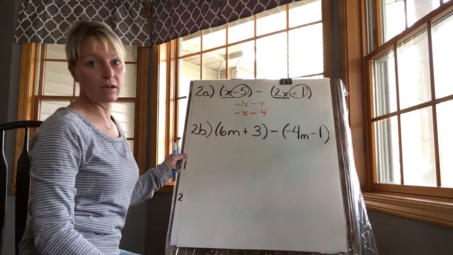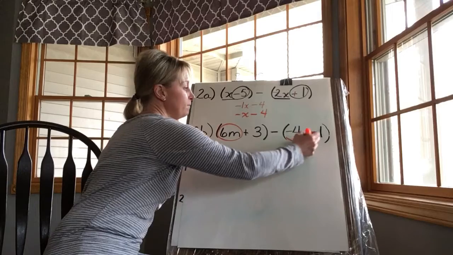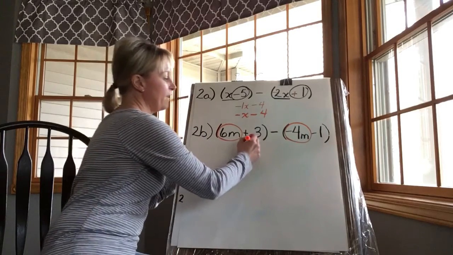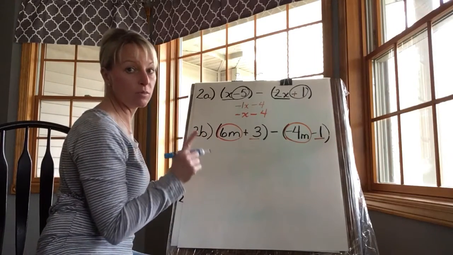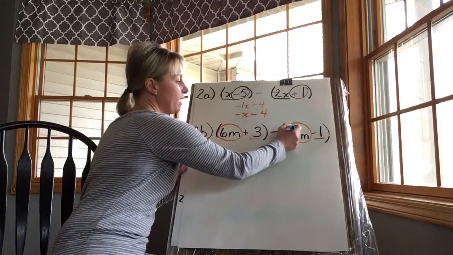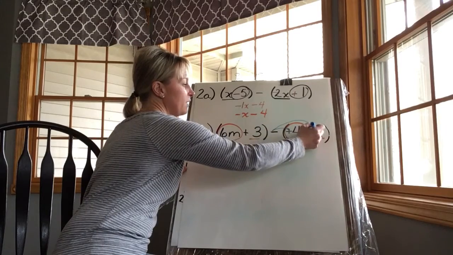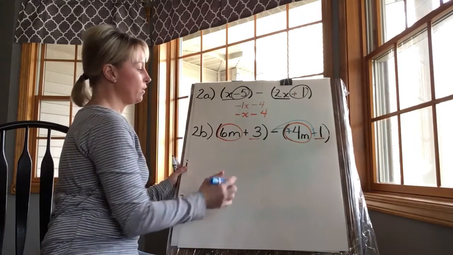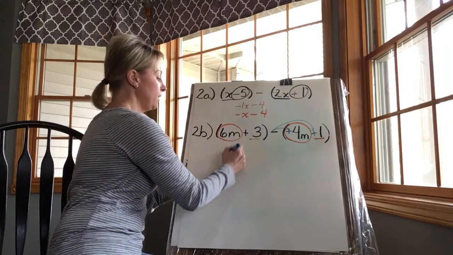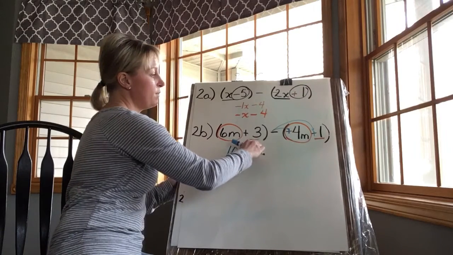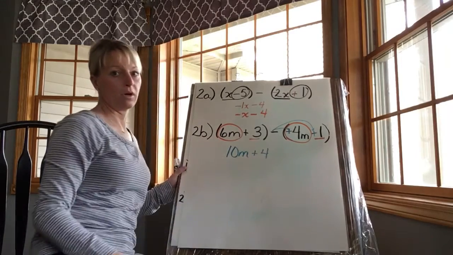2b, same thing. We keep doing the same thing. We have the like terms, 6m and 4m. We have a whole number 3 and a negative 1. Before you get started, distribute the subtraction sign. So a negative times a negative makes that a positive. Now I go through. I have a 6m and a 4m. They're both positive, so you just add. So it'd be 10m. Positive 3 and a positive 1, you just add, so that becomes a positive 4.